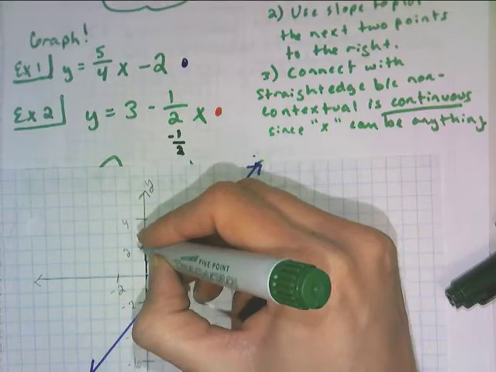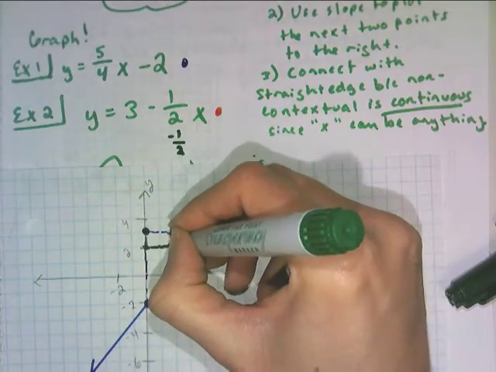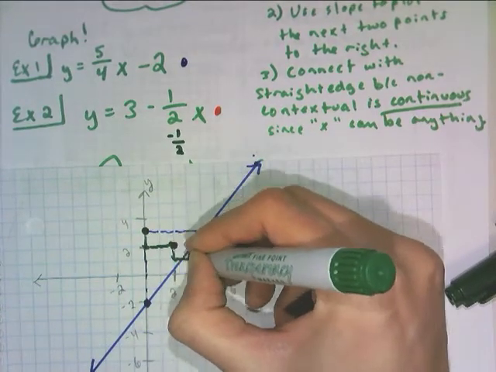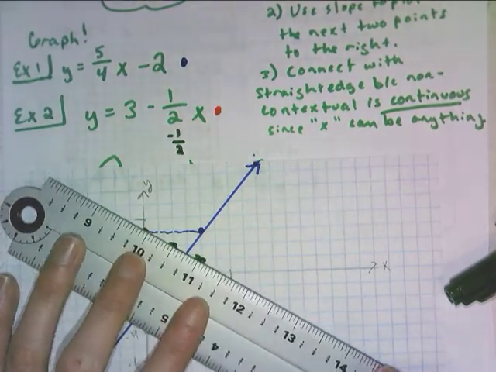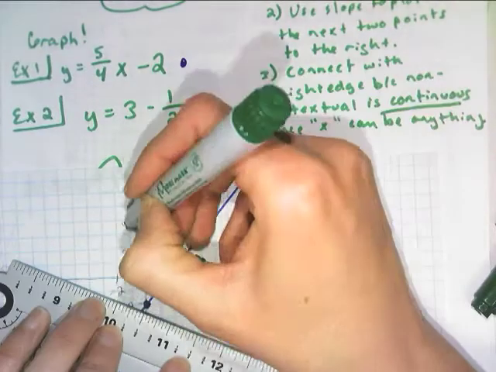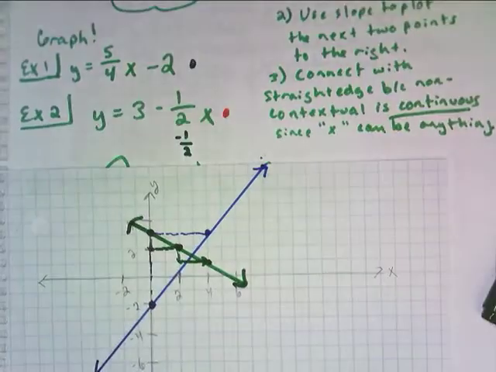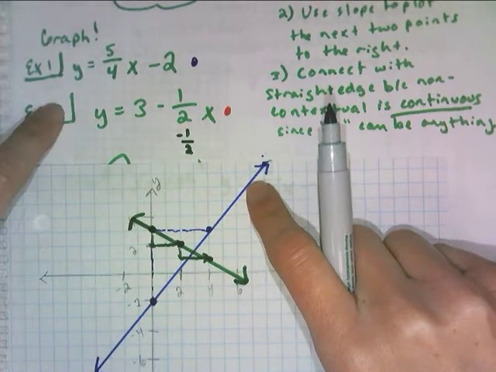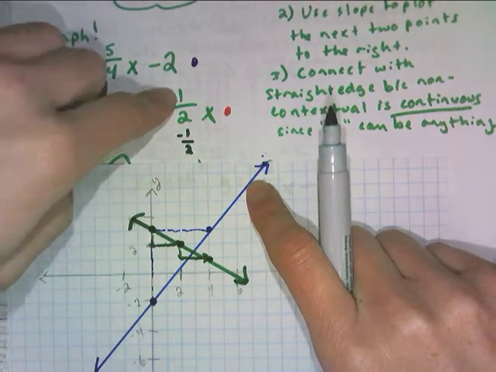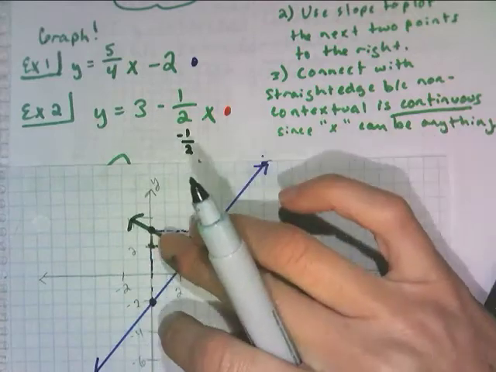So my triangle is going to look like this. Fall 1, run 2, there's a point. Fall 1, run 2, there's a point. And if all I have to do is make 2 to the right, then I'm going to go ahead and connect it with a straight edge. And there are your 2 lines. Example 1 is increasing at a rate of 5/4. Example 2 is decreasing at a rate of 1/2. So positive slope and negative slope.